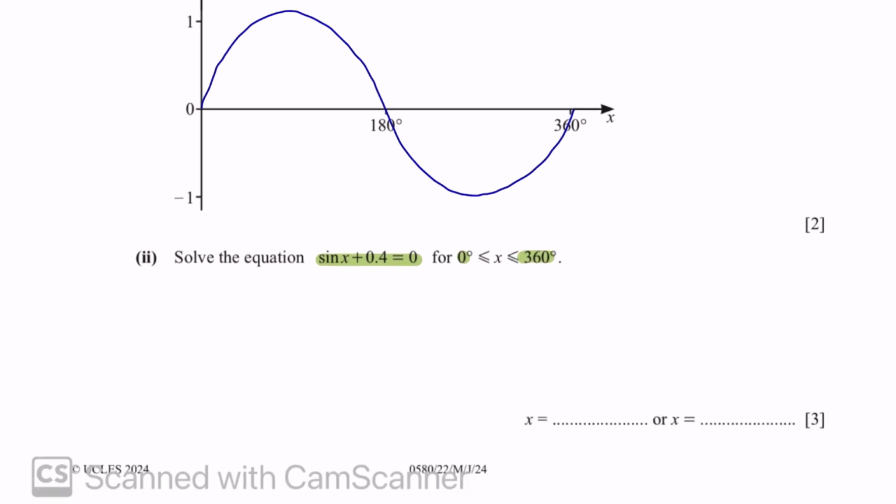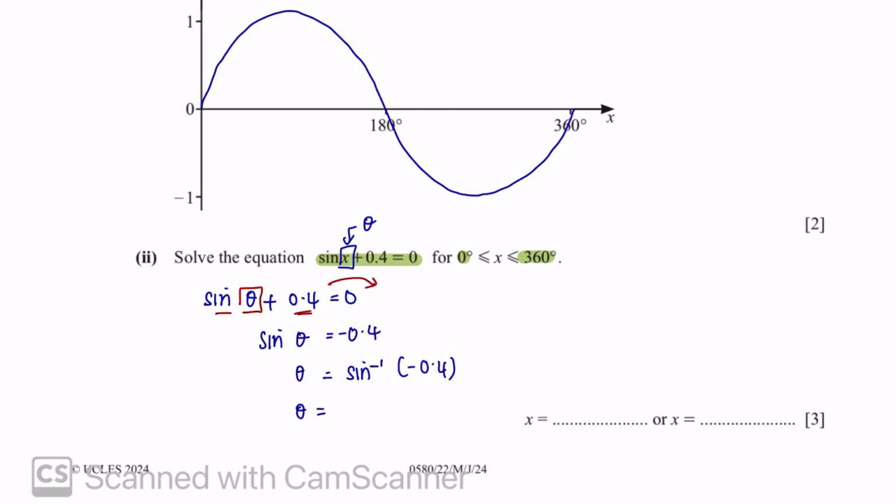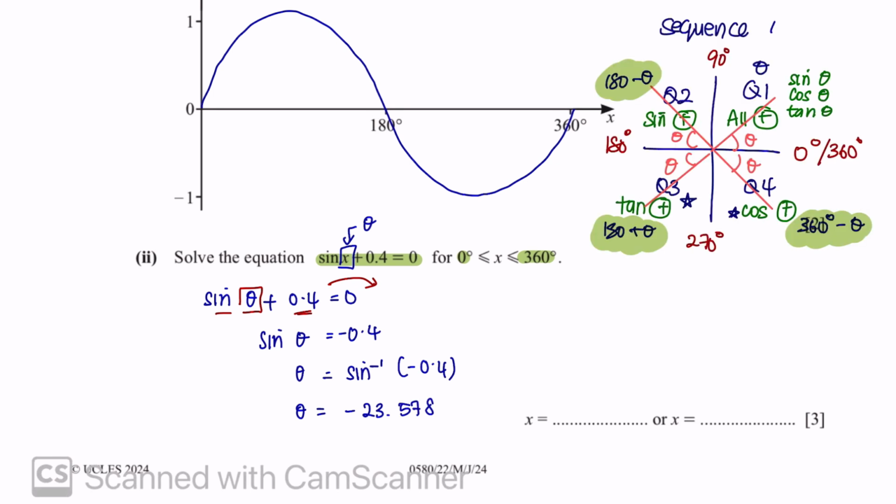Alright. The first thing we're going to look for is the value of x, which is the value of our angle theta. Since theta here is our subject, we're going to bring the rest of the terms to the other side. Theta equals negative 23.578. In order to solve this, you must know the sequence of your angle. As you can see over here, the value of our sine angle is a negative value. And sine negative falls in quadrant 3 and quadrant 4. Since this is 0 to 360, that means we will consider all 4 quadrants.